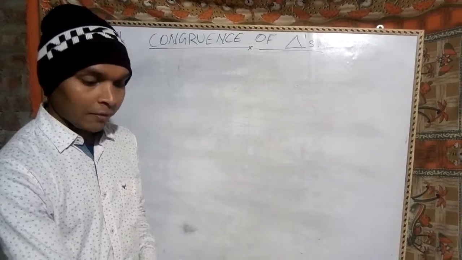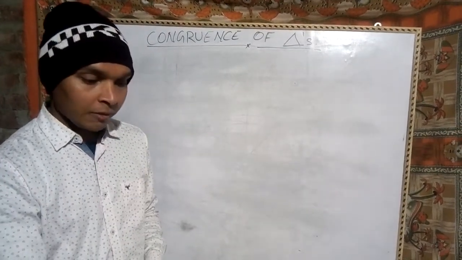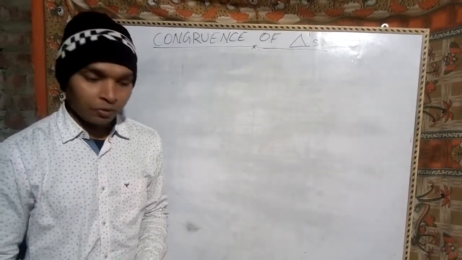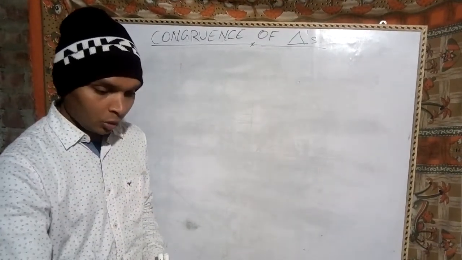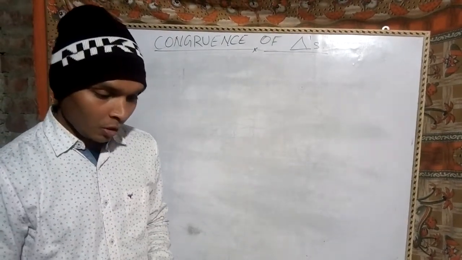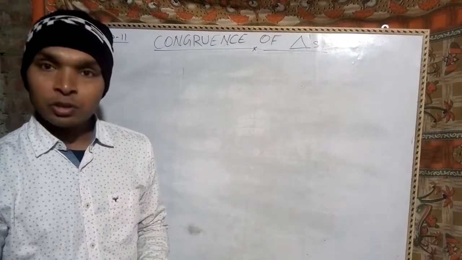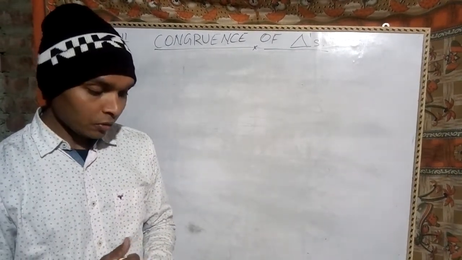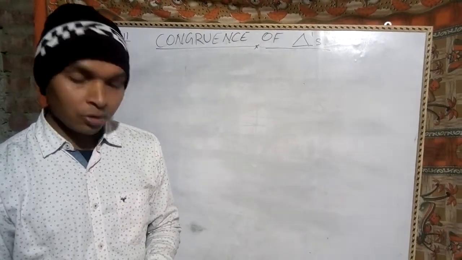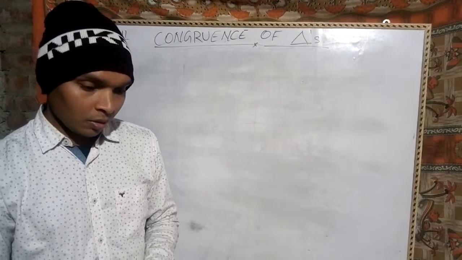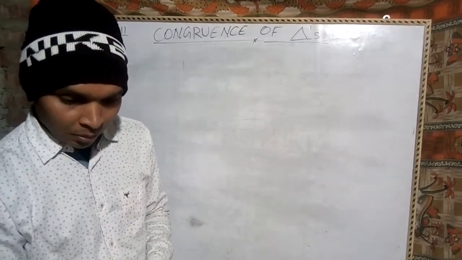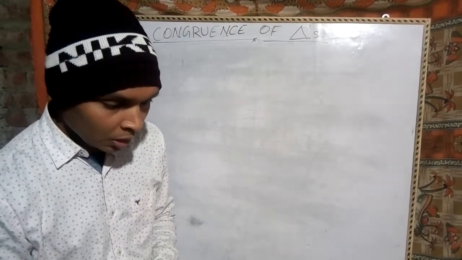We have covered chapter 11, congruency of triangles, exercise 11.1, and I hope you understood what congruency is. In the last session I covered 11.1 also, and the fourth question is for your homework. I hope you have done it. Now we will proceed with page number 193.